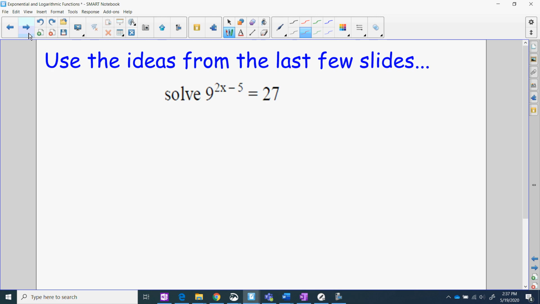All right, so let's take what we've hopefully accumulated over the last few slides and see if we can put that all together and solve this equation that we're staring at. Well, first of all, I recognize and say this is what we call an exponential equation.